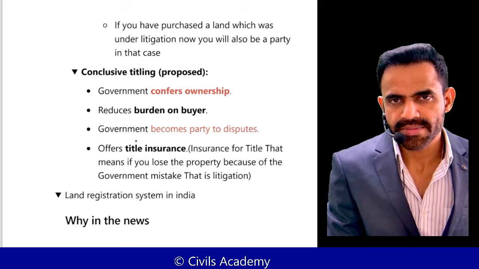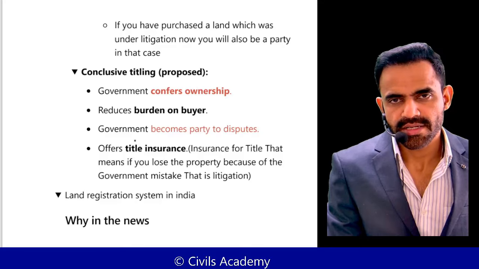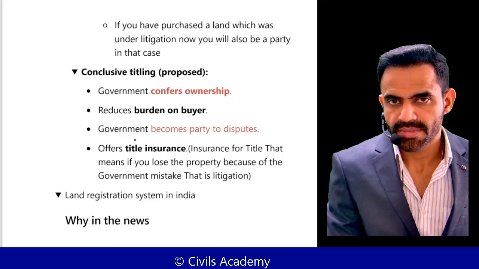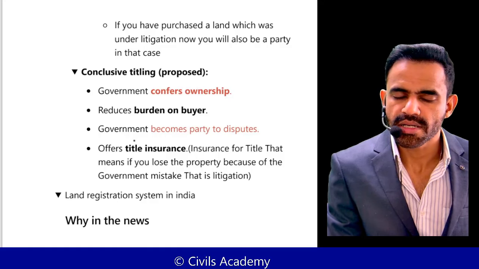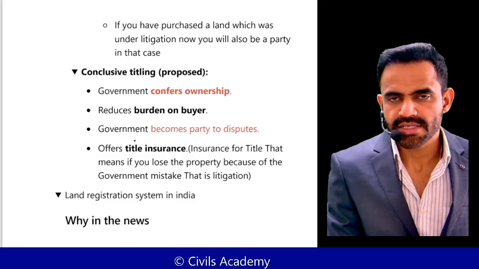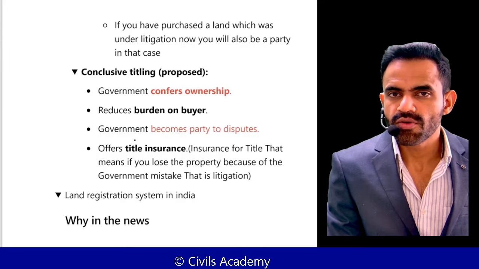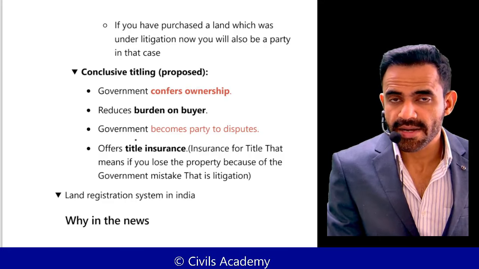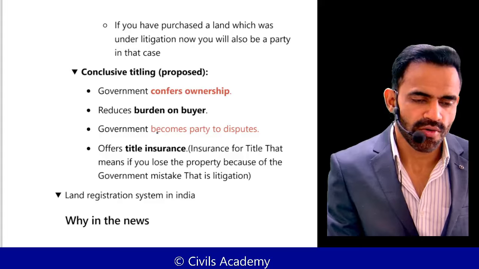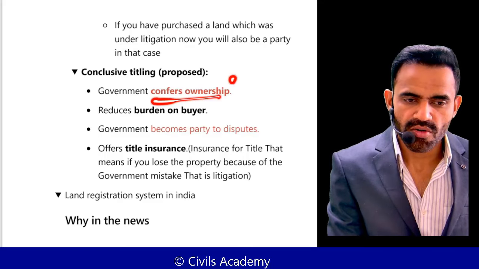Conclusive basically means, as the name suggests, that government will make sure that you get your right. That means if you have purchased the land with proper paperwork, then in case there is a dispute, you will not be party to the dispute. Government will support you. Why? Because this entire process was done in the government office. The government confers the ownership, in a very simple sense.